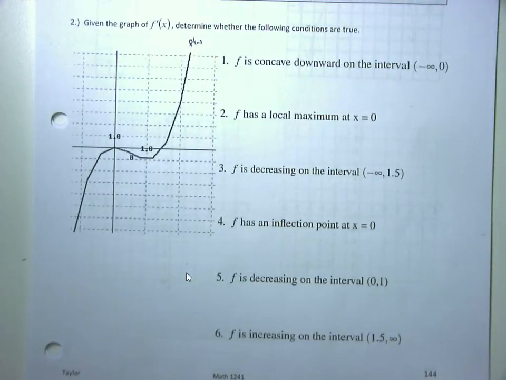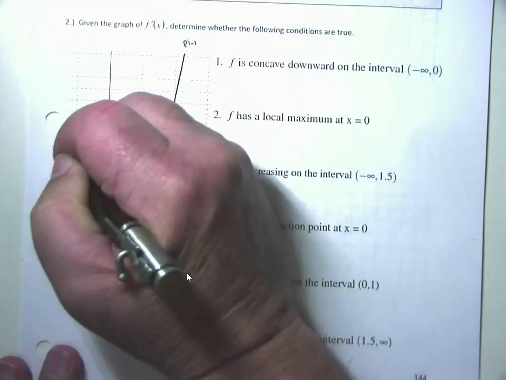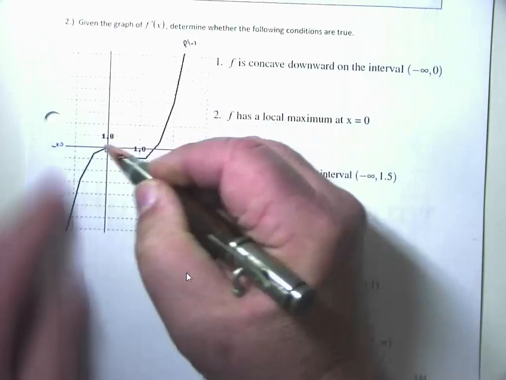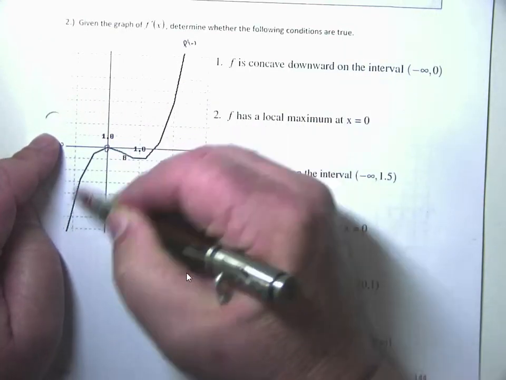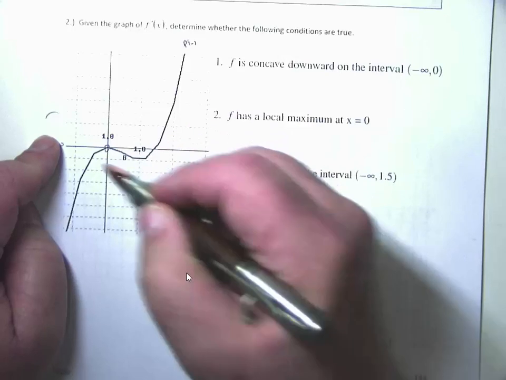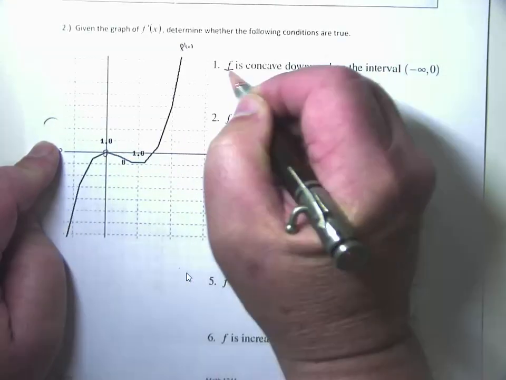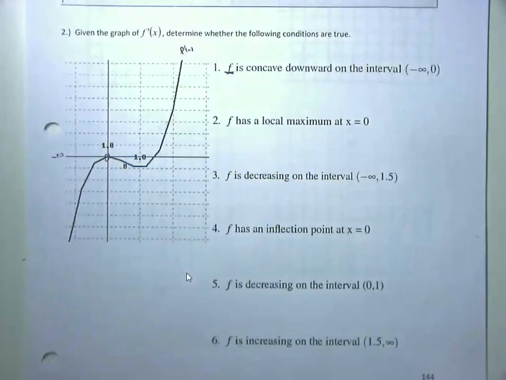So, here we go. WebWork problem. True, false. One shot. You either win or lose. Given the graph of f prime of x, state whether it's true or false. Is f concave downward on the interval from negative infinity to 0? Negative infinity is here, all the way up through 0. Now, I know this thing looks like it's concave down, but no. We're not talking about f prime. We're talking about f, the original function, right? So, is it concave down?